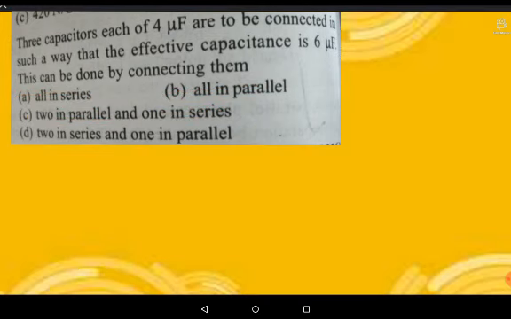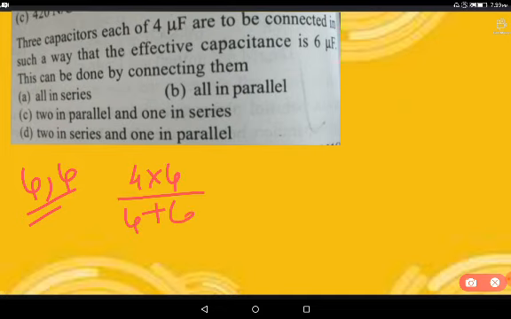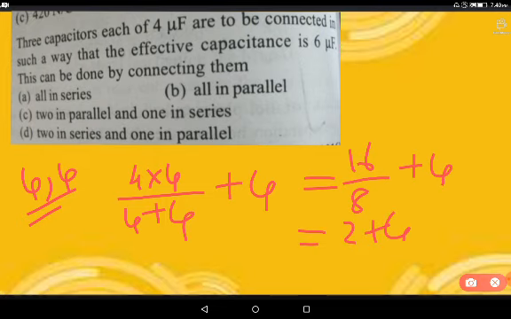Now I will show if that is correct. 2 are in series. So if 2 are in series, 4 and 4 each, that will be 4 into 4 divided by 4 plus 4, and 1 is in parallel. So that is 4. Now when we do this, 16 divided by 8 plus 4, that is 2 plus 4 or 6. That is what we get. So option D is the correct one.